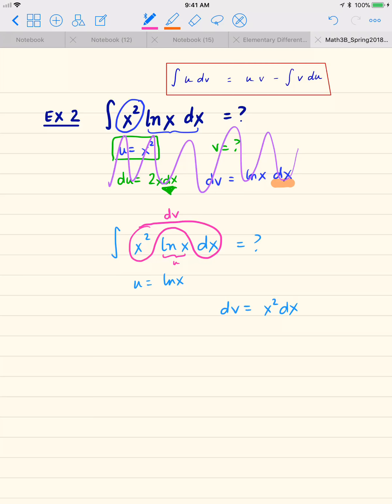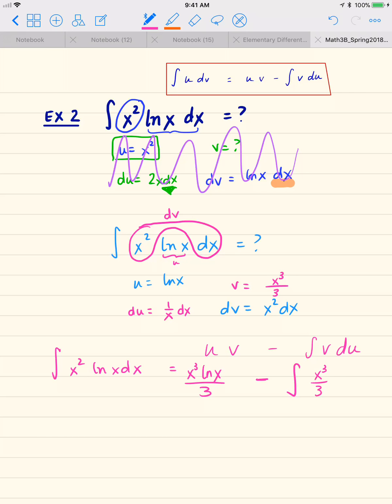Now let's see if I can make a little progress here. So I've got u and I've got dv. What is du? Du is going to be 1 over x dx. If dv is x squared, what is v? X cubed over 3. So according to my formula, the integral of x squared ln x dx is going to be equal to uv minus the integral of v du. So what's u? Ln x times v, x cubed over 3. Minus the integral of v, which is x cubed over 3, times du, times 1 over x dx.